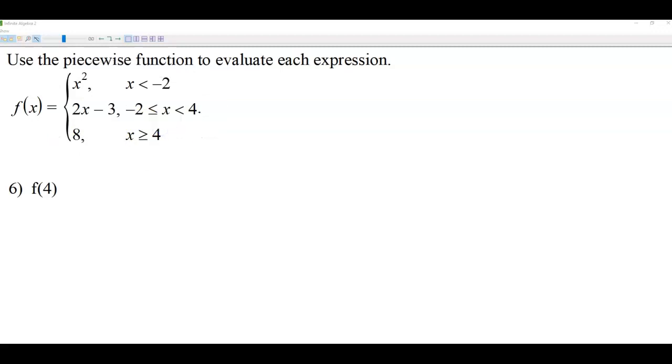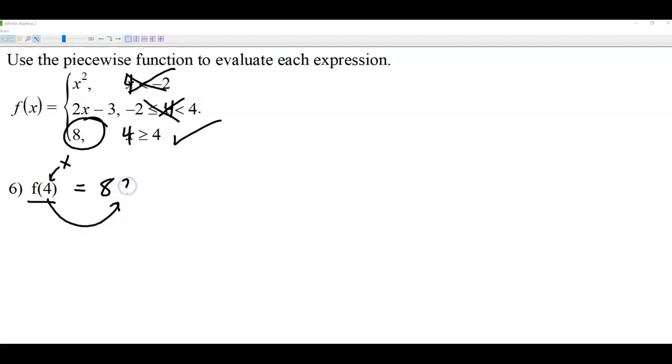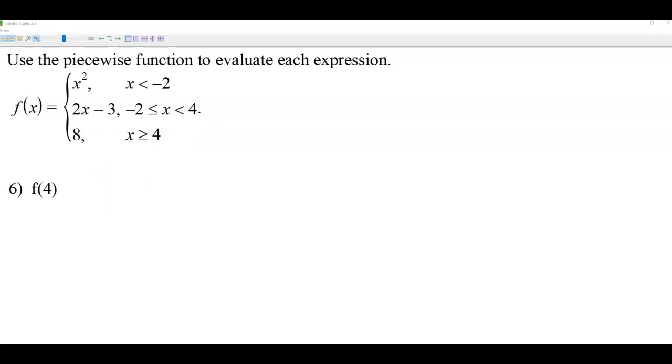All right. So I'm being asked to find f of 4, where 4 is my x value. So which of these statements is true? Is 4 less than negative 2? No. Is 4 in between negative 2 and 4? No. Is 4 greater than or equal to 4? Yes, it is. And since that's the case, I'll take whatever equation is over here and I'll plug the x in. But I can't plug in my 4 anywhere because there is no x to plug it into. So when that happens, your answer is just the number. But typically you would plug a number in at that point, your 4.